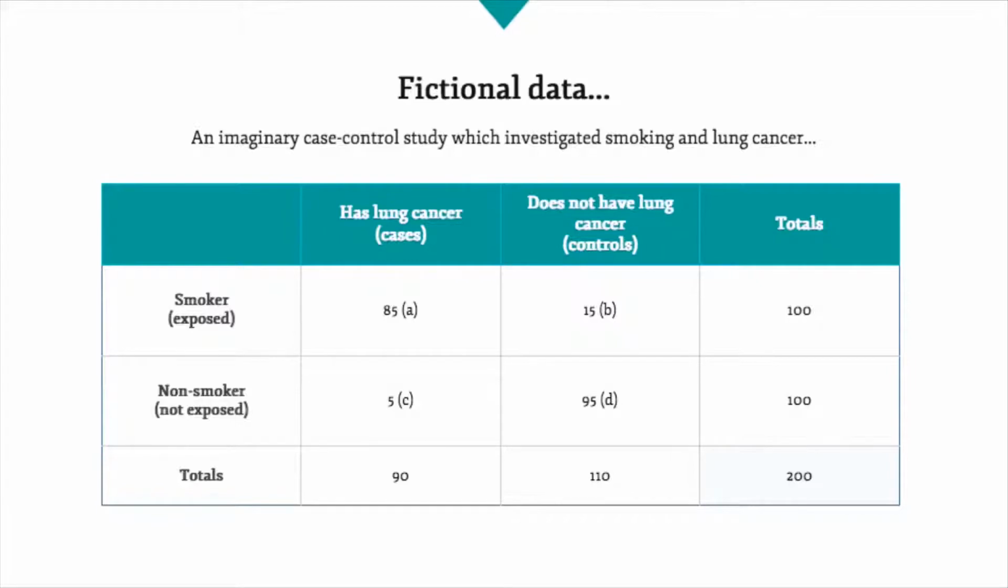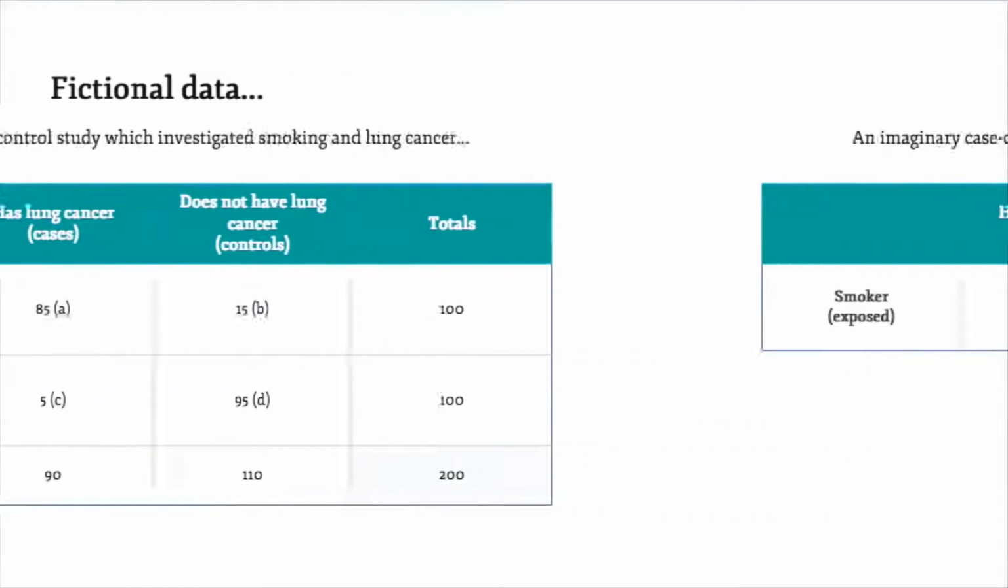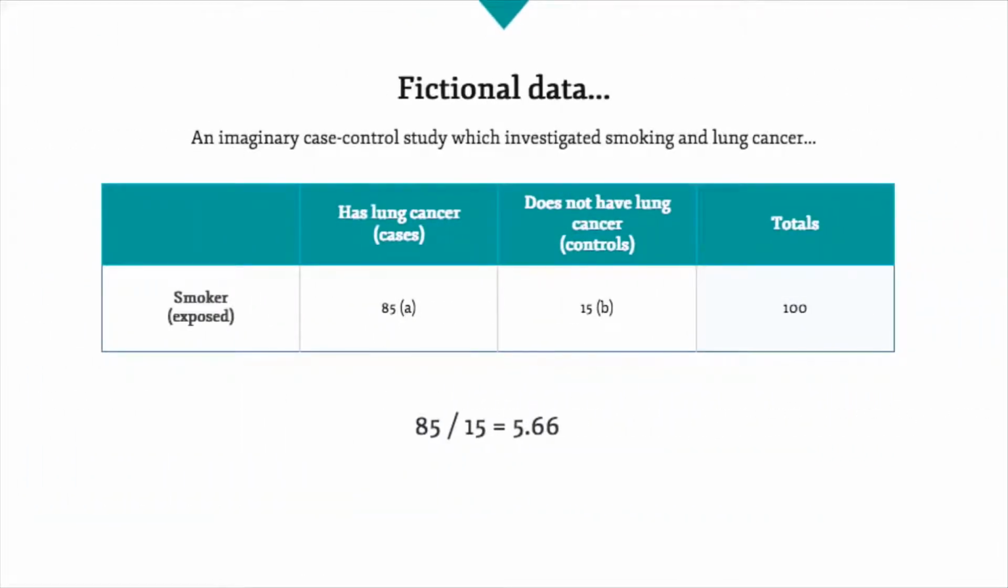We can calculate the odds ratio by first calculating the odds of being a smoker in the group with lung cancer, then by calculating the odds of being a smoker in the group without lung cancer, and then by dividing the two odds. To calculate the odds of being a smoker in the lung cancer group, it's A divided by B, which gives 5.66. To calculate the odds of being a smoker in those without lung cancer, it's C divided by D, which gives 0.053.